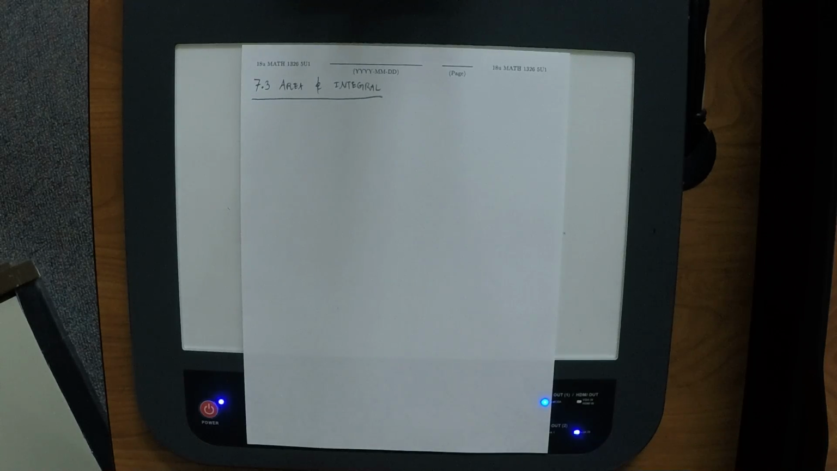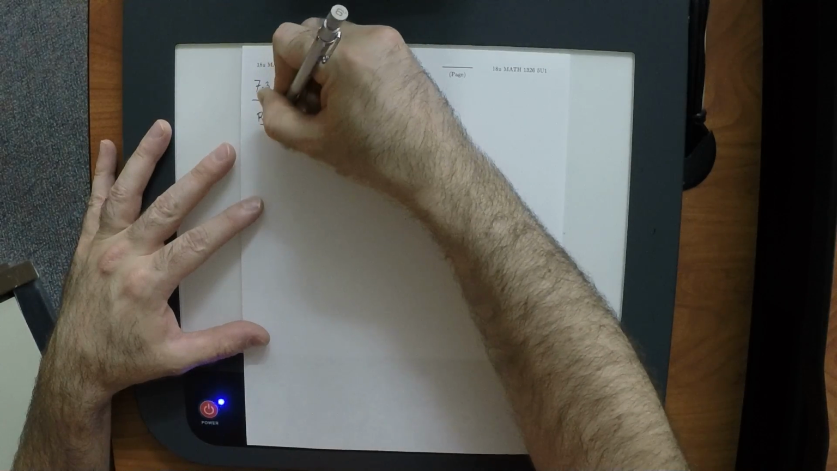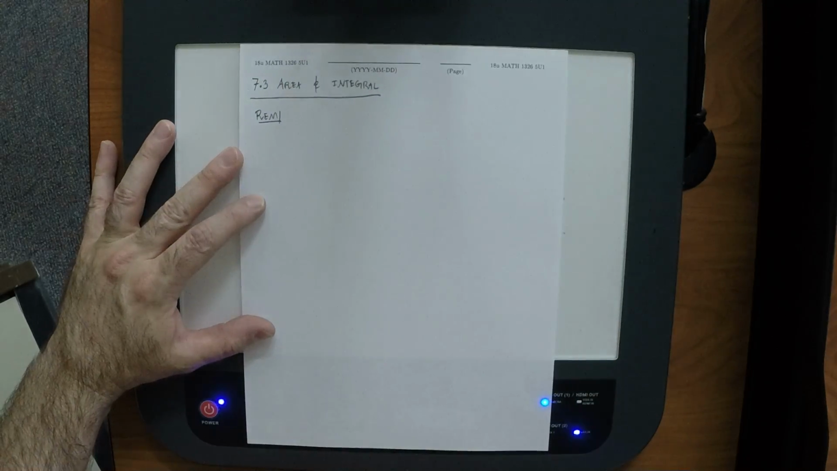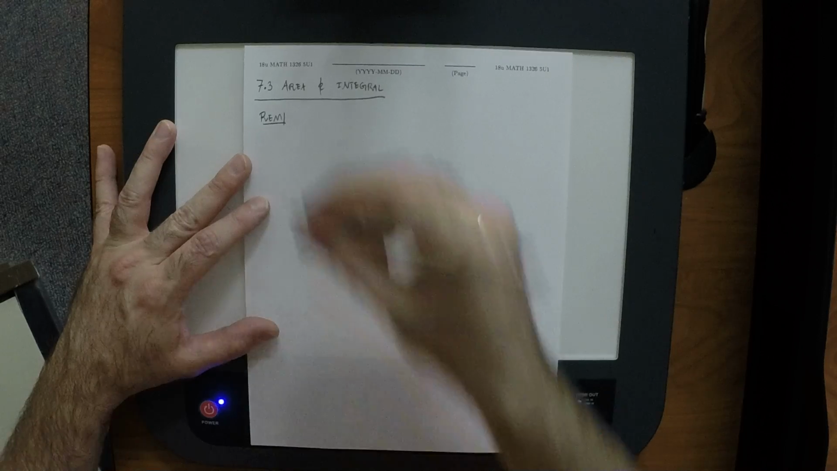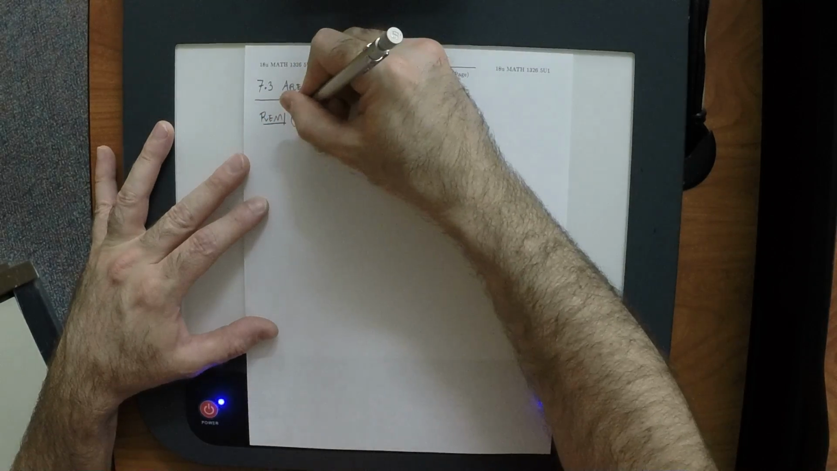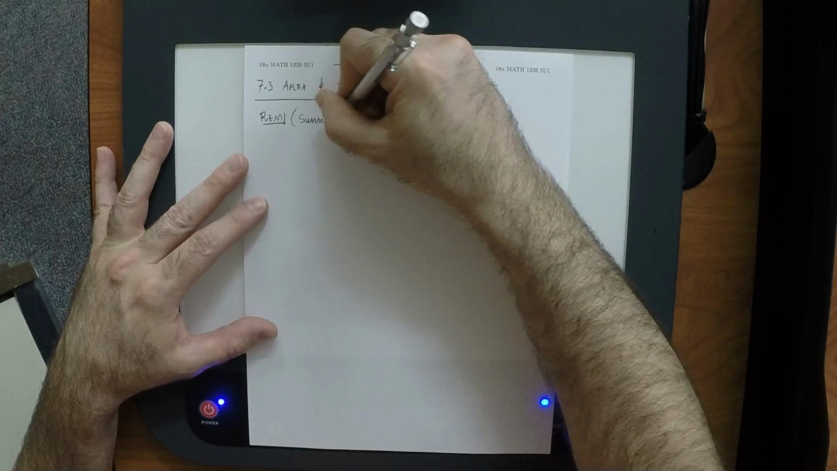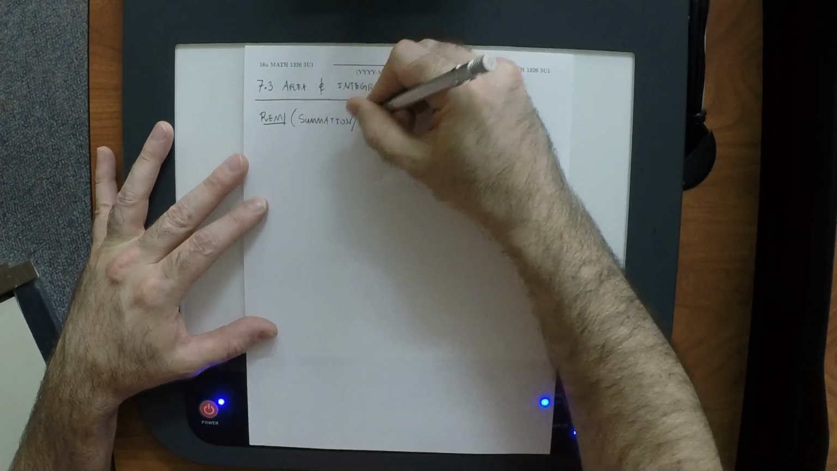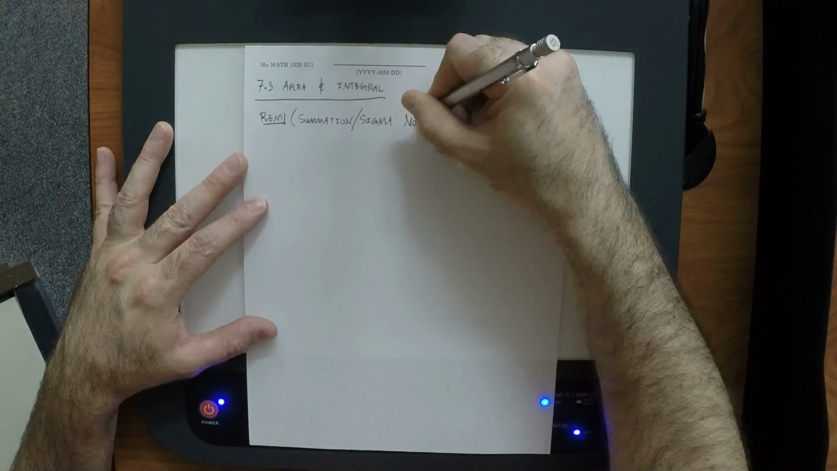Okay, so before we embark on area, I need to just briefly remind you of some things that the state of Texas assures me that you already know. This is called summation, or sigma notation.